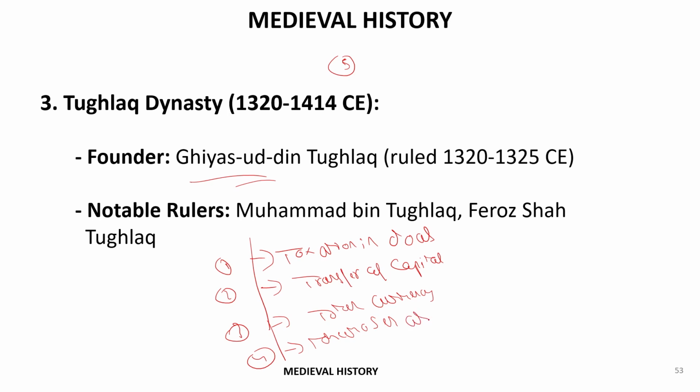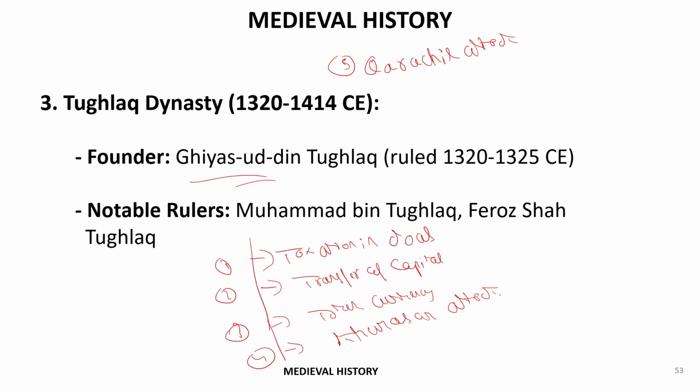Fourth was Khorasan attack. The fifth was Karachil attack. Okay. So the first mistake was taxation in Doab. He introduced heavy taxes in the Doab region. Second was transfer of his capital. He transferred the capital from Delhi to Daulatabad, Maharashtra.